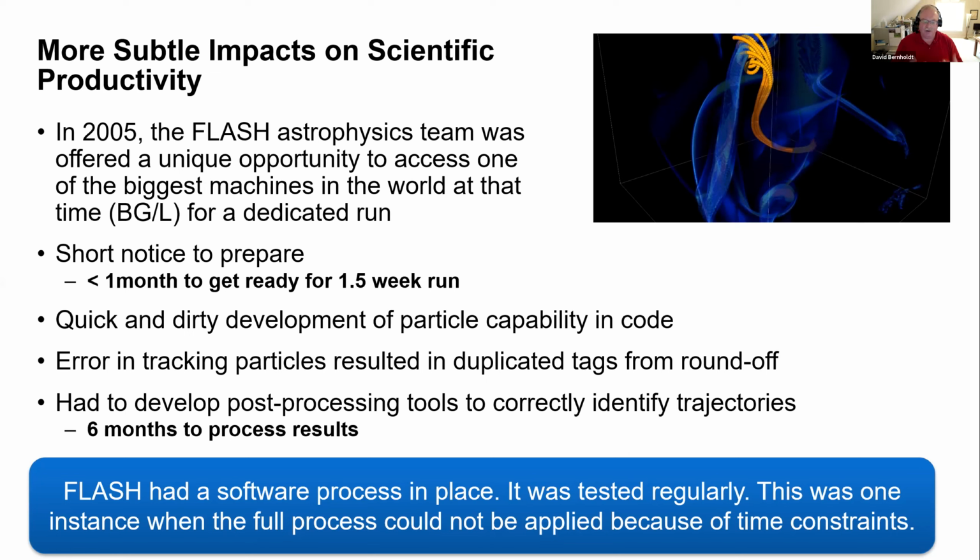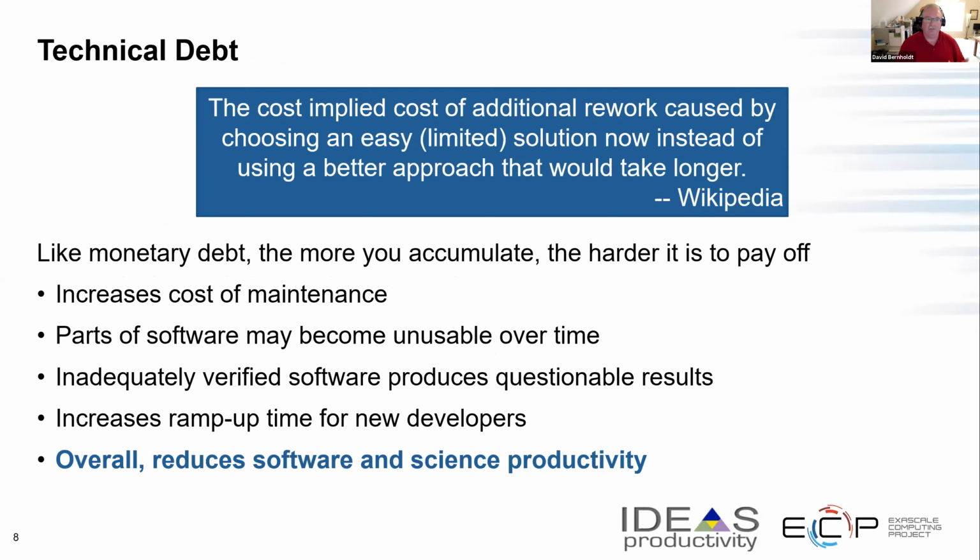This all happened with a good software process in place in the Flash project. It was tested regularly, but this was an instance where they couldn't apply their full rigorous software process because of time constraints. So what happened to them, and what happens to us in many cases, is they accrued technical debt. The Wikipedia definition of technical debt is the implied cost of additional rework caused by choosing an easy or limited solution now instead of a better approach that would take longer.